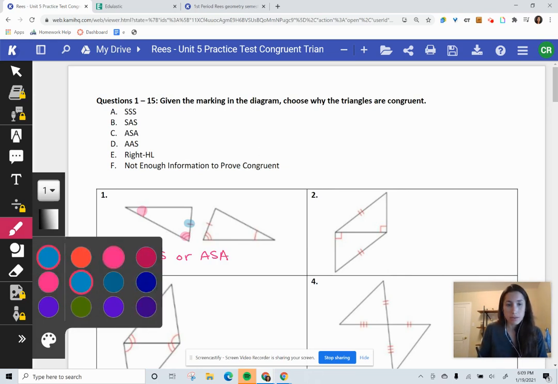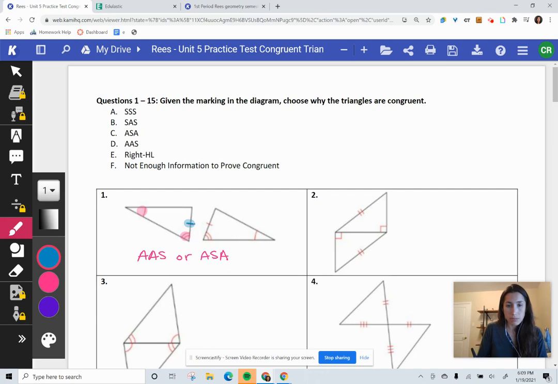The way I tell the difference is, here's the side that's marked. I'm going to trace that full side here. If that full side, when I trace it, connects to both of the angles, it's in the middle. But because when I trace this side, it does not connect to both of these highlighted angles, it would be angle, angle, side. So that's question 1, angle, angle, side.